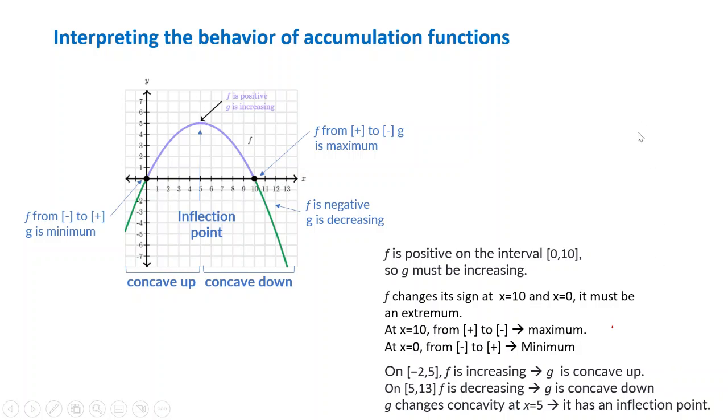So from this video you should be able to imagine, if you're given the derivative of a function, what the shape of the integral of the derivative will be.